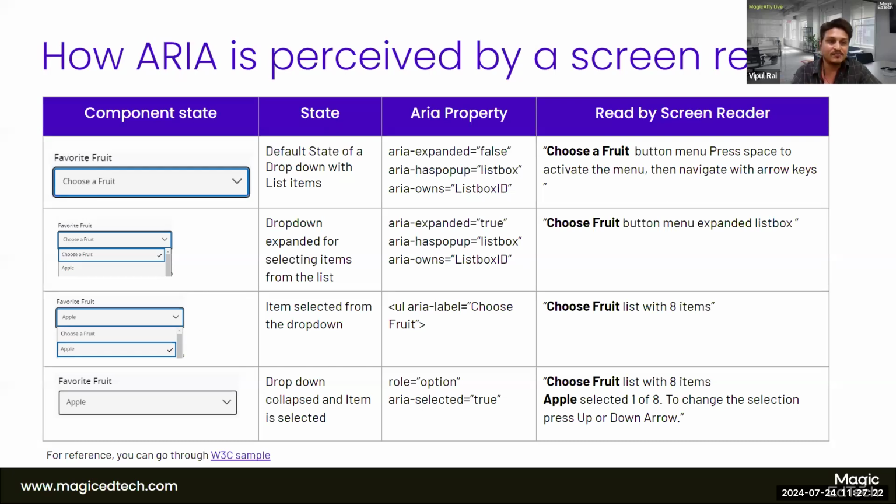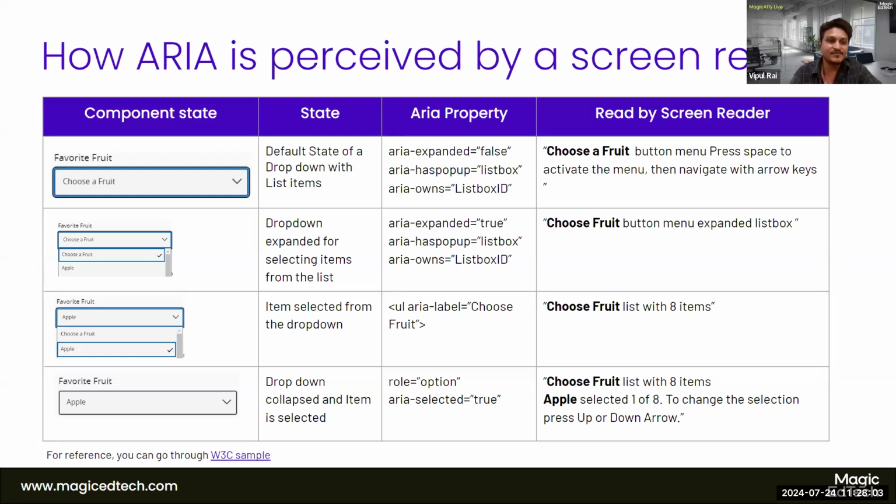Moving on to the next part, the drop-down has been opened and the user is on the first focus of the expanded drop-down menu. Here the ARIA properties being used are ARIA expanded, which is set to true as the drop-down has opened, ARIA has pop-up again set to list box, and ARIA owns set to the list box ID. The screen reader will announce this as choose fruit button menu expanded list box. Here the screen reader has announced the expanded state of the drop-down menu.